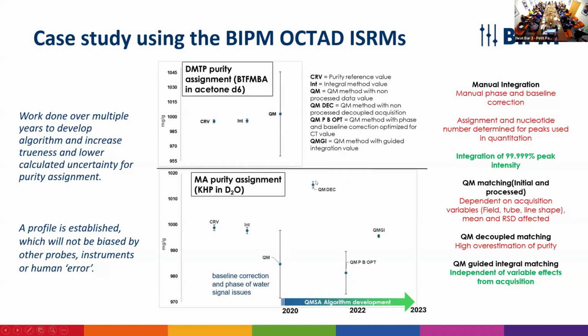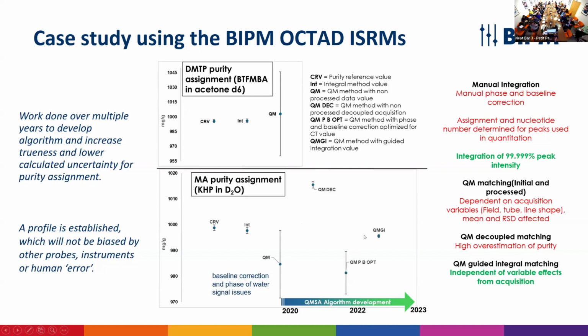And this is illustrated as well. If you're using a decoupled experiment, you're getting a much better uncertainty, but you're getting a much higher overestimation of the data. So you've got something that's within the uncertainty, but then you've also got another result that's got lower uncertainty but is well away from the CRV, the purity reference value. And obviously, as you start doing more optimization, you're reducing that uncertainty, but you're still getting a value that is underestimated.